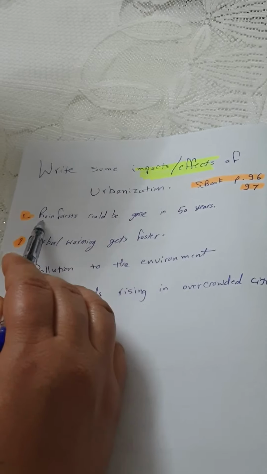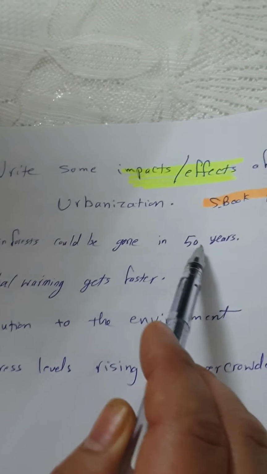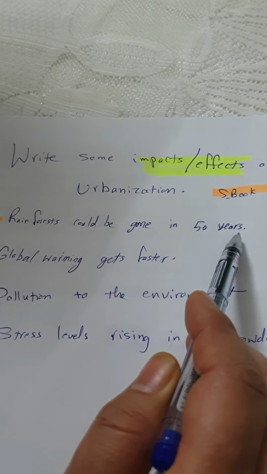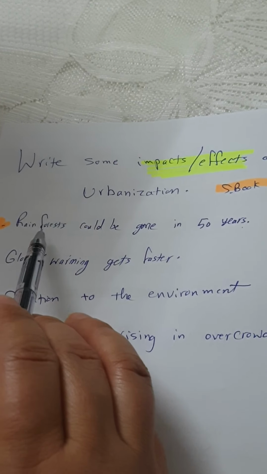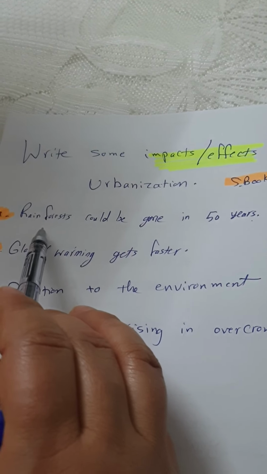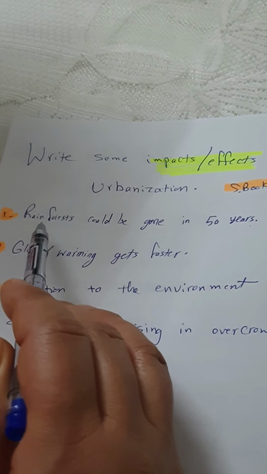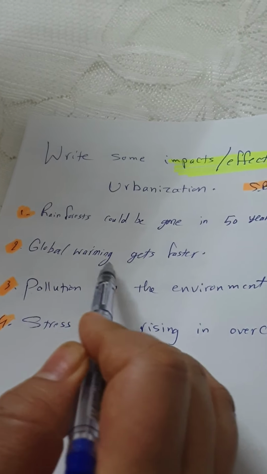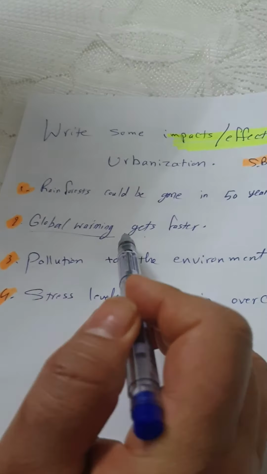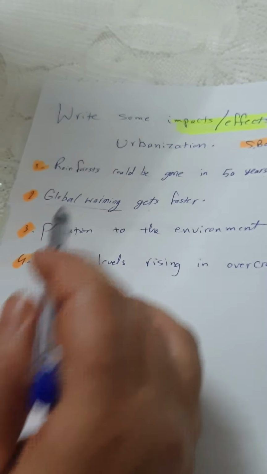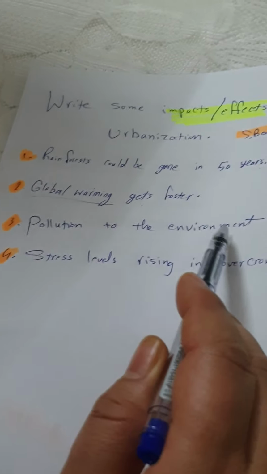1. Rainforests could be gone in 50 years, and this is very bad. When the rainforests are gone, we will have a problem in oxygen, and the pollution will be more because rainforests are like the 2 lungs for the earth. 2. Global warming gets faster. Global warming is very bad for the environment, and we discussed it before. 3. Pollution to the environment.